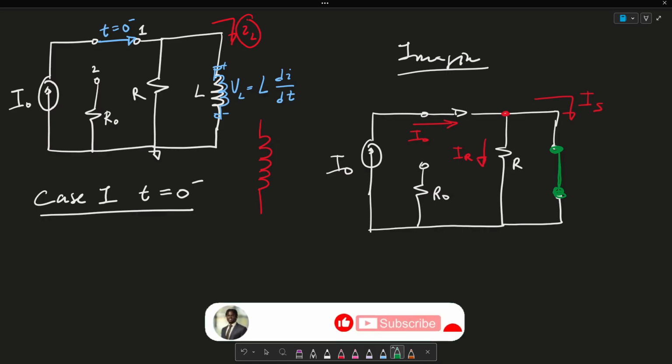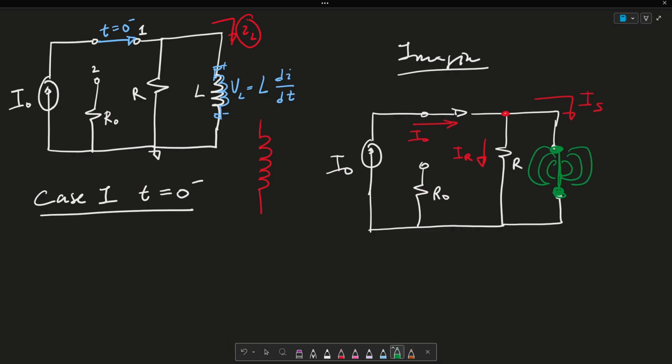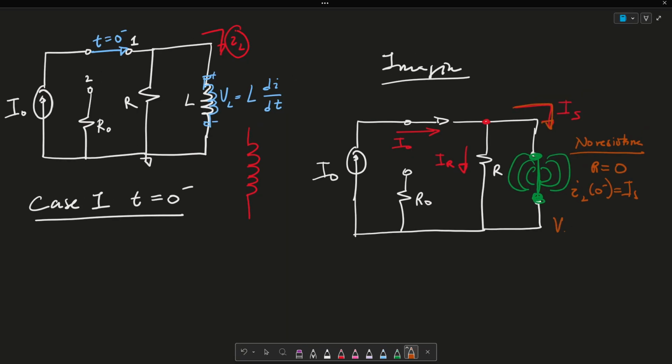When this IS goes through my inductor, it creates a magnetic field. Please check out my what is an inductor video, posted in the top right hand corner of this video, to understand why a magnetic field is generated when current goes through an inductor. So essentially there's going to be no resistance, so R is equal to 0. That's the functionality of an inductor. As a result, IL of 0 minus is equal to IS, because all my current flows through here. Then my voltage VL of 0 minus is equal to IS times 0, which is simply 0.